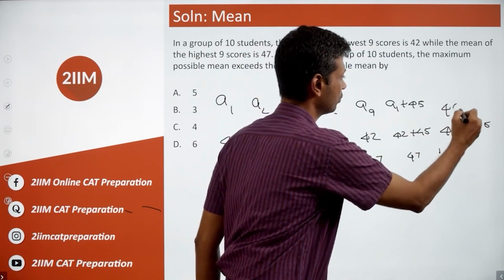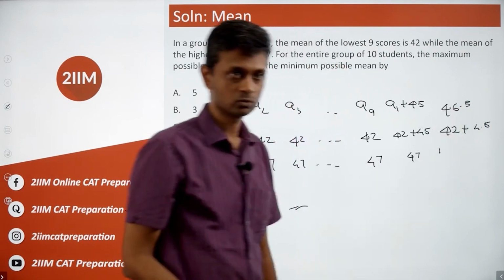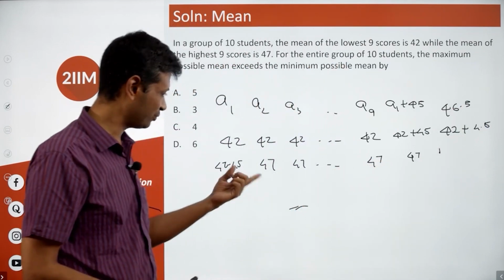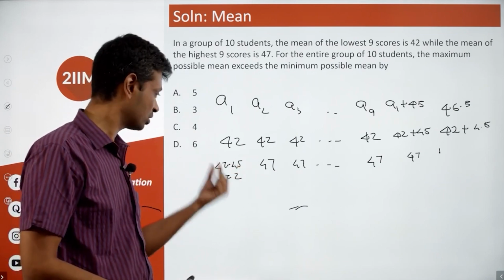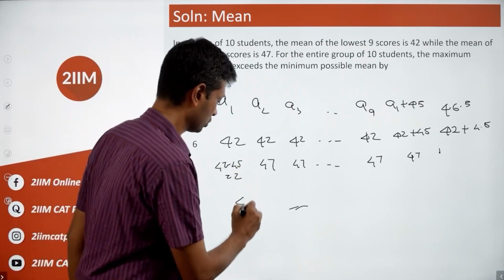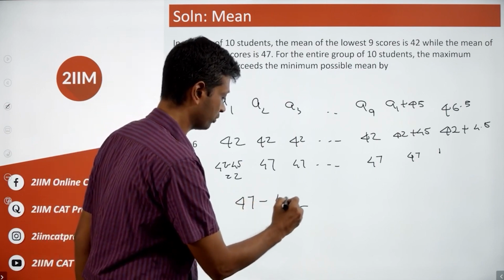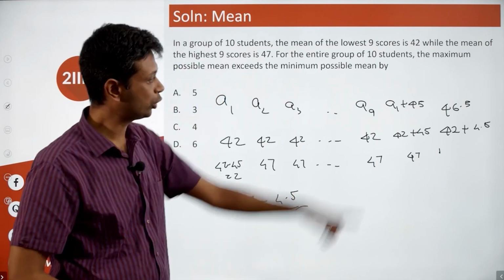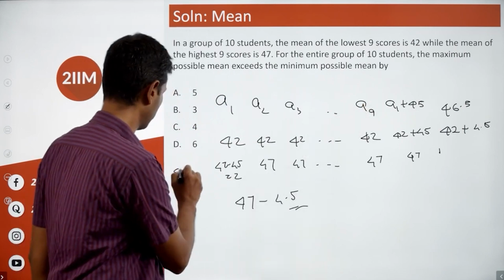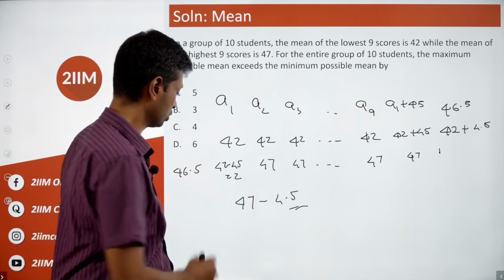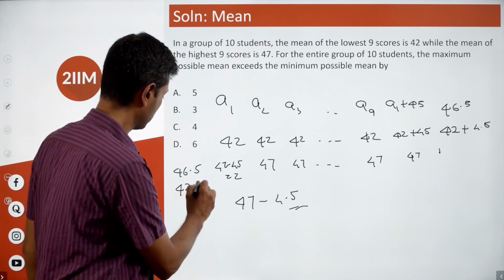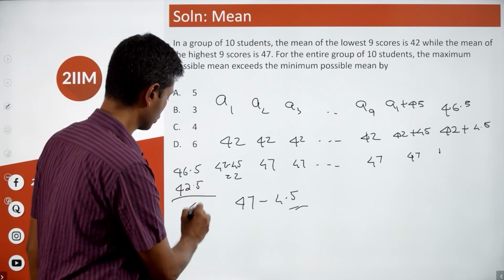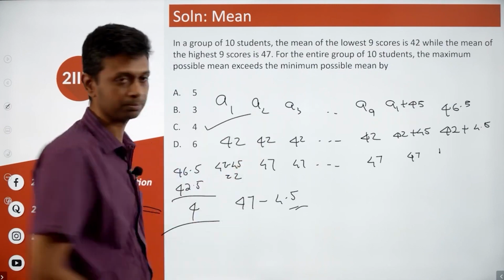This average is direct 46.5. This one, there are 9 47s or 10 47s minus 45. This average will be 47 minus 4.5. 42 plus 4.5, this is 46.5. This is 47 minus 4.5, which is 42.5. The difference between these two is 4. The choice you're looking for.